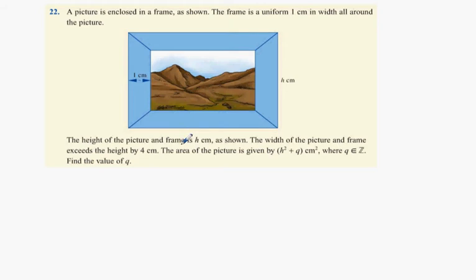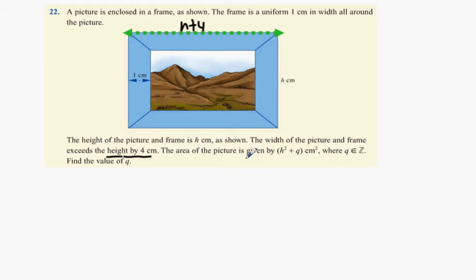The height of the picture and the frame is h. The width of the picture and frame exceeds the height by 4. What does exceeds the height by 4 mean? 4 more. So if it was 10, the width would be 14. So therefore it's h plus 4 from here to here. Is that right? h plus 4 from there to there.